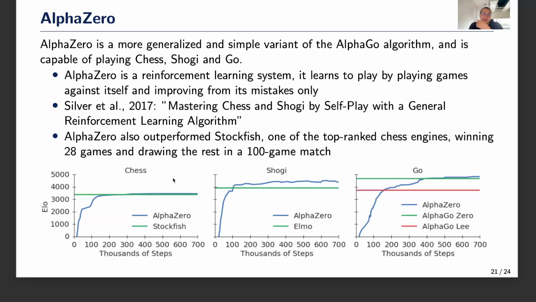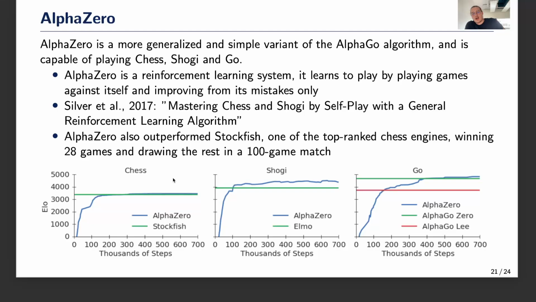So it's a general reinforcement learning system. It can play Go, chess, and shogi using the exact same algorithm. It doesn't use human data, doesn't imitate expert moves. Instead, it learns purely from self-play. This was introduced in the paper Mastering Chess and Shogi by Self-Play with a General Reinforcement Learning Algorithm.